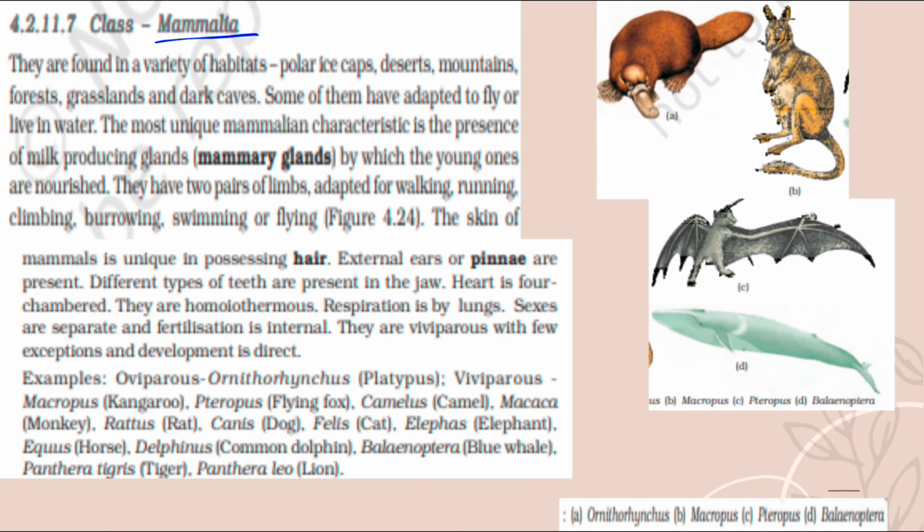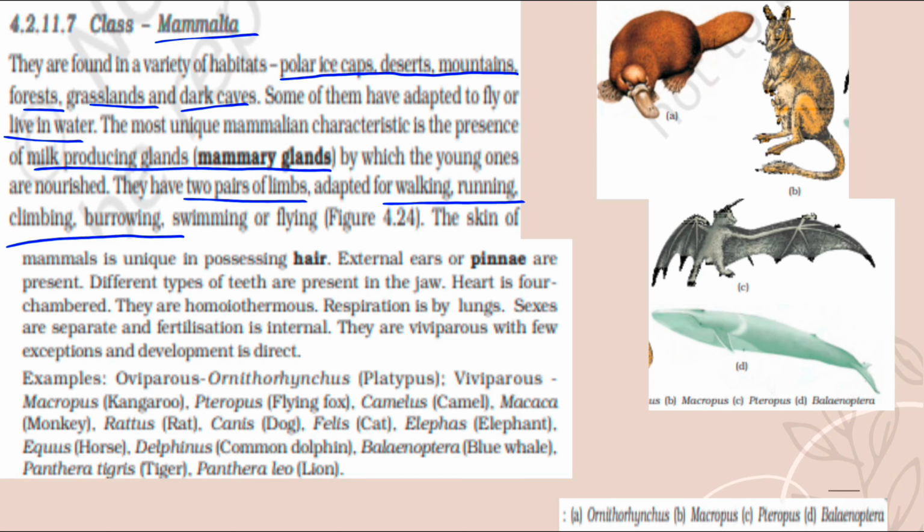Now Mammalia. Mammalia are found in variety of habitats: polar ice cap, desert, mountain, forest, grassland, and even in dark caves. Most of them have adapted to fly or live in water. Most unique mammalian characteristic is milk producing gland, which is mammary gland, by which young ones are nourished. They have two pair of limbs adapted for walking, running, climbing, burrowing, swimming, or even flying.